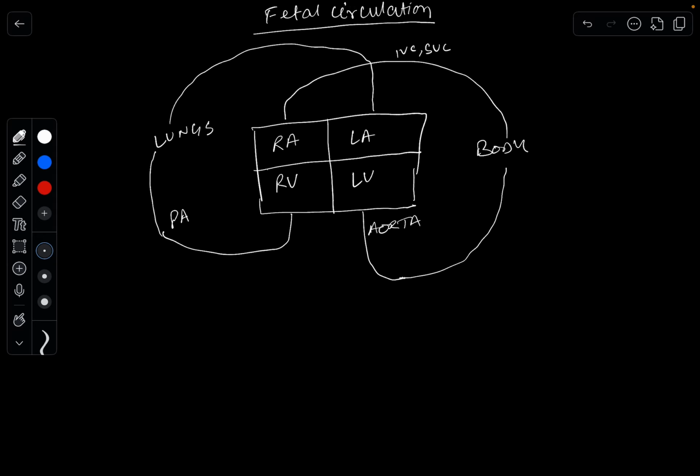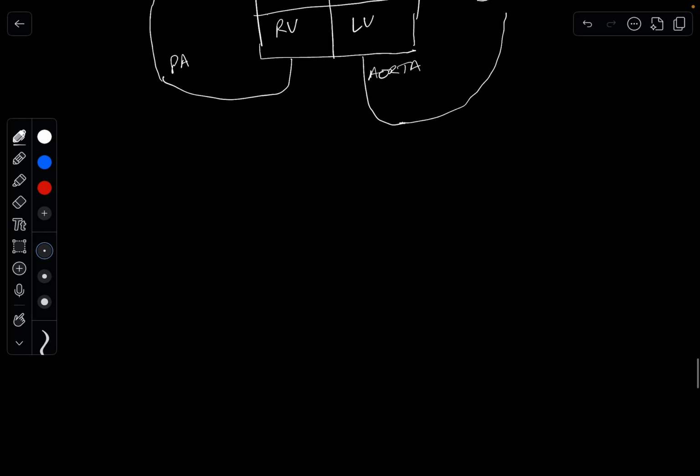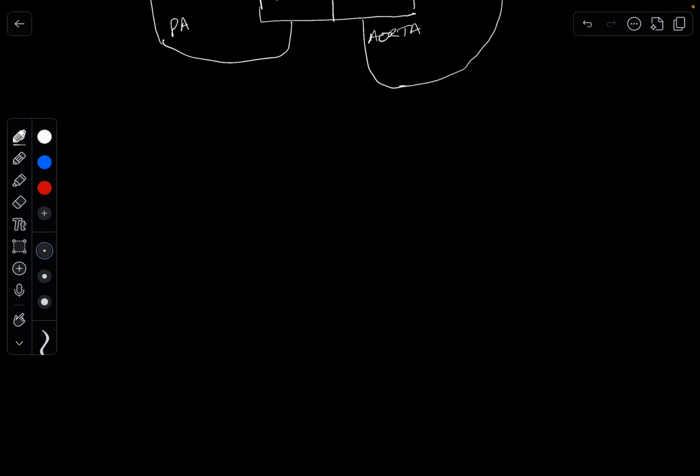Right. So, why do we need a fetal circulation? That is different from adult circulation because lungs are not functional. Inside the womb the lungs are filled with fluids and there is no circulation, so the fetus will get all the oxygen from blood from the placenta.